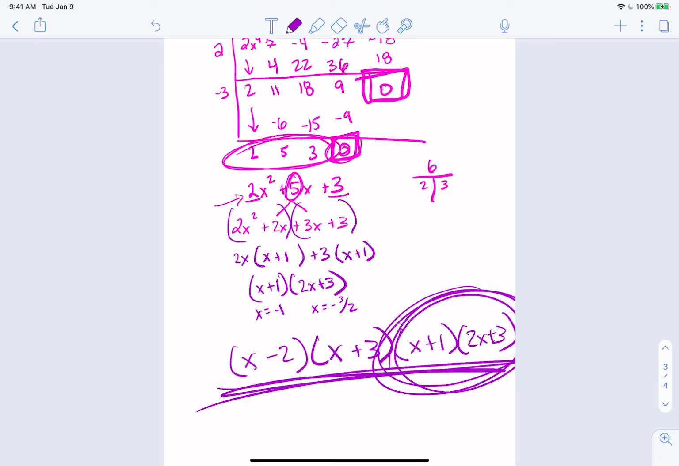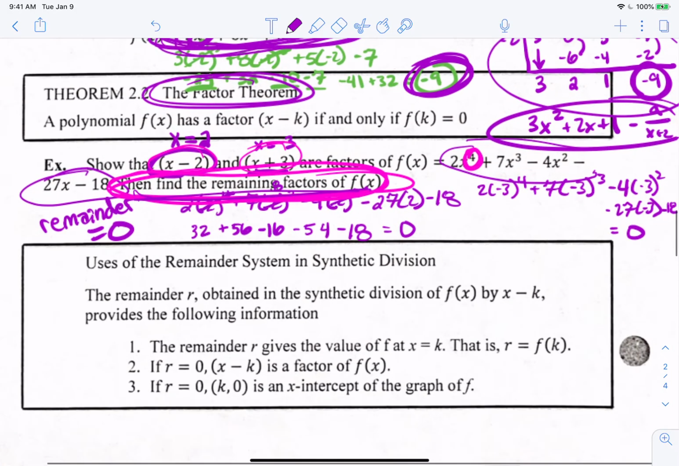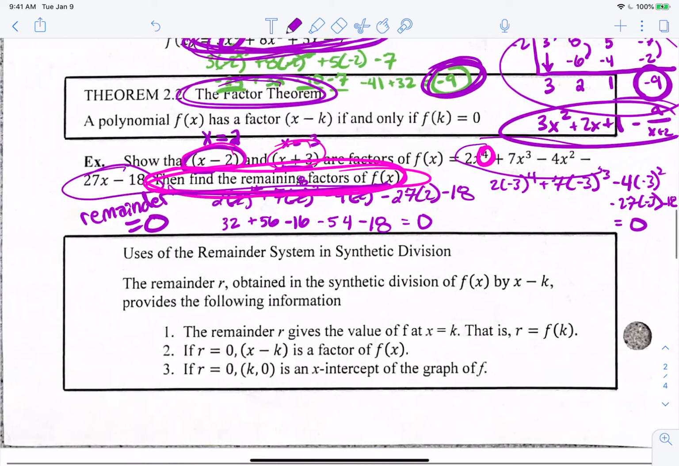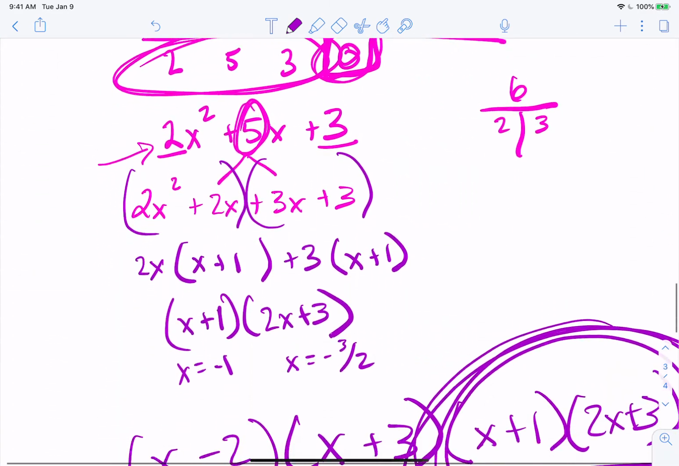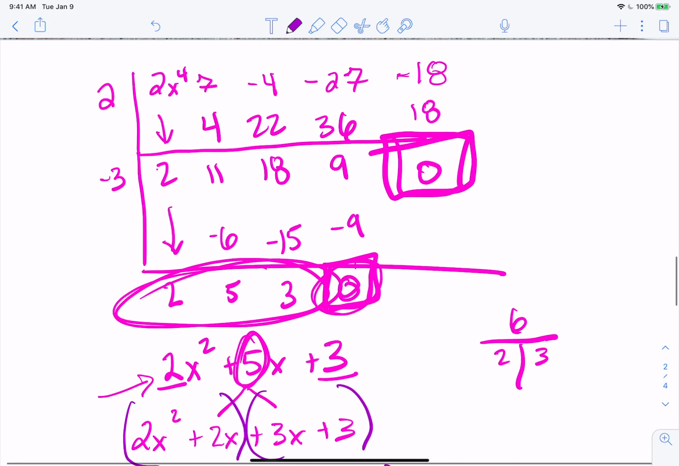Where'd you get 2 on the first one? What do you mean how do you get 2? They gave us the first two. They gave us the first two, right? Why is the 2 mentioned? Because that's just always the first step. You just drop the 2 down, and then you multiply, and then you add, then you multiply, and then you add, then you multiply, and then you add.